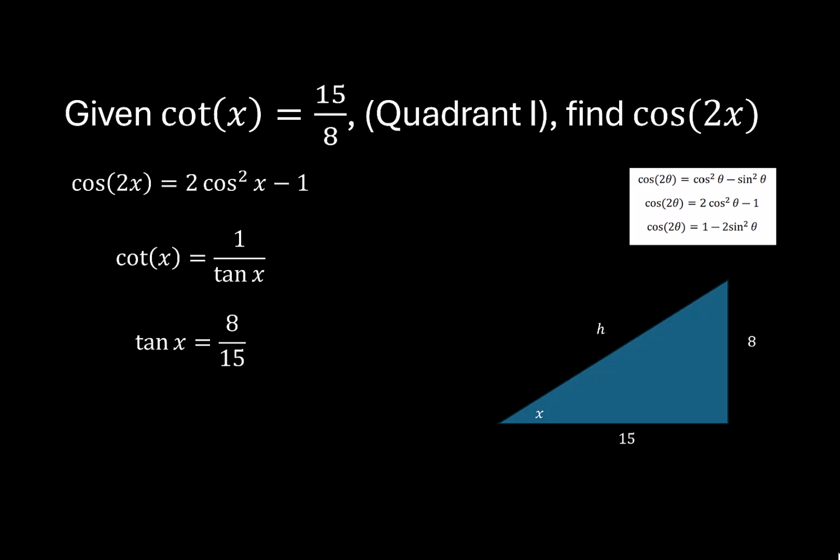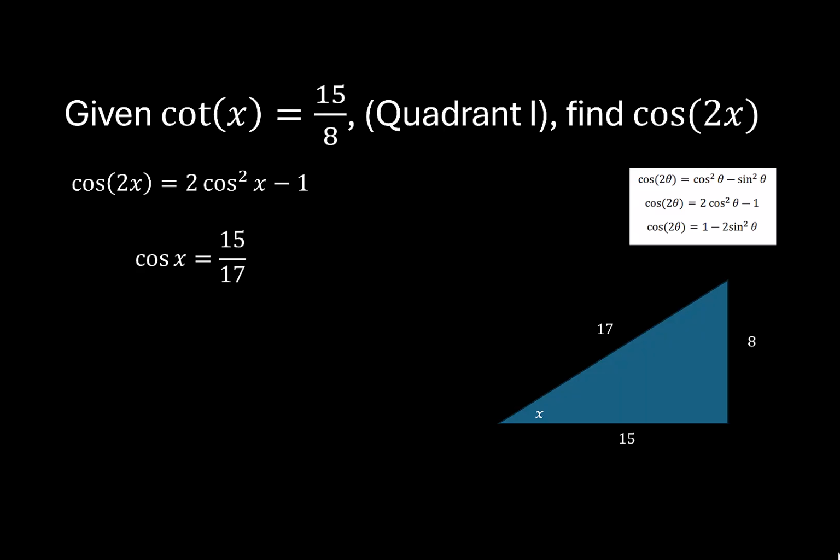We can use the Pythagorean theorem, which says h squared will be 8 squared plus 15 squared. We'll simplify that to get 64 plus 225, which is 289. The square root of 289 is 17, so I know that h is 17. Now that I have all the sides of the triangle, I can find cosine of x. It's equal to the adjacent, 15, over the hypotenuse of 17.